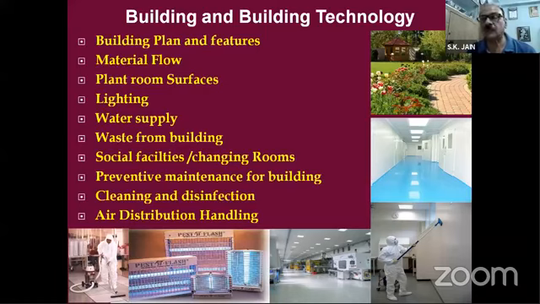The material flow is also very important. When we plan to construct any building, we must take care of the material flow. There should not be cross contamination of the material, right? The human beings should move through a different corridor, and material should come through a different corridor. There should not be direct contact of the material with the workers who are working in that area.